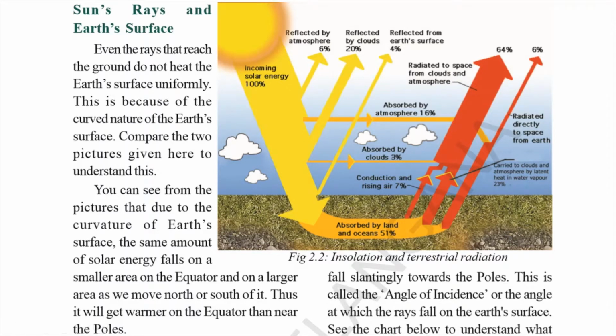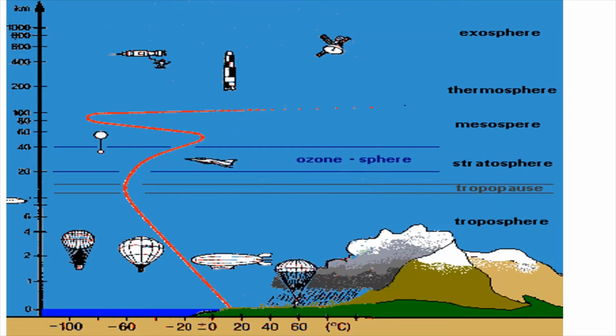Insolation, let's see what insolation is. Most of the sun rays are reflected back, but the solar radiation which is received on the surface of the earth is called insolation.